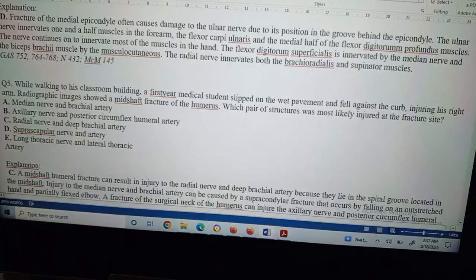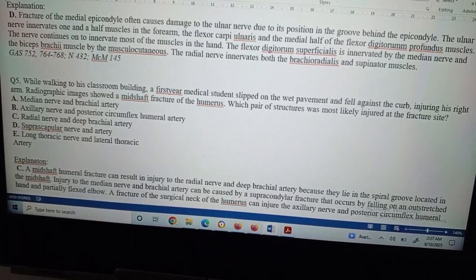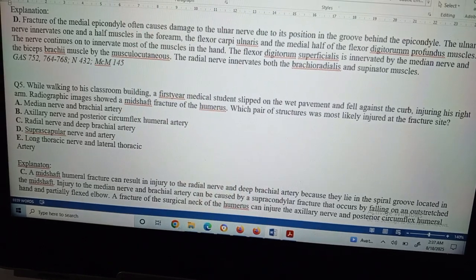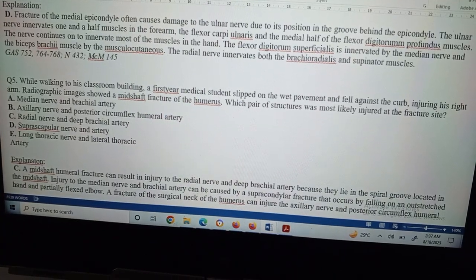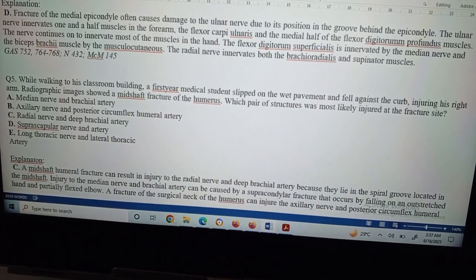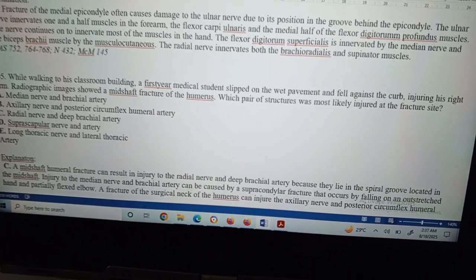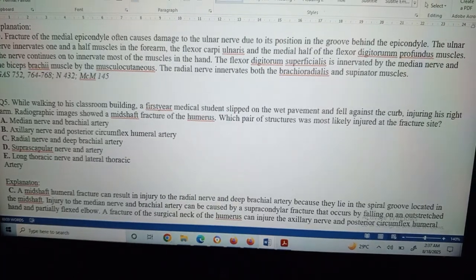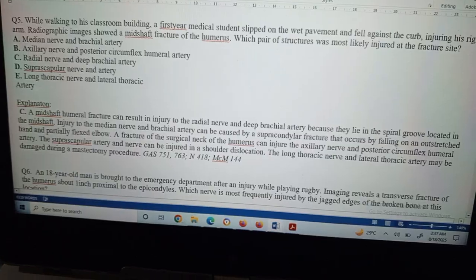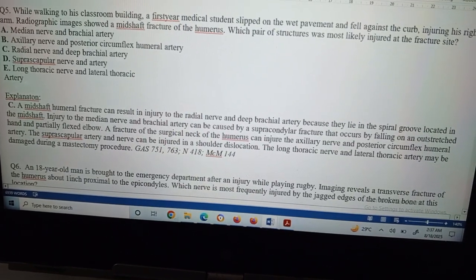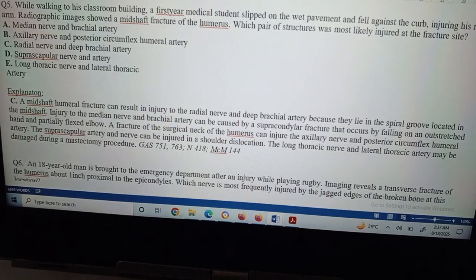While walking to the classroom building, a first year medical student slipped on the wet pavement and fell against the curb, injuring his right arm. Radiographic examination showed a mid-shaft fracture of the humerus. Which pair of structures was most likely injured at the fracture site? Now you better know that at a mid-shaft fracture of the humerus, the structures present are the radial nerve and deep brachial artery. Now there is an MCQ which can be asked to you if there is an injury from a supracondylar fracture.